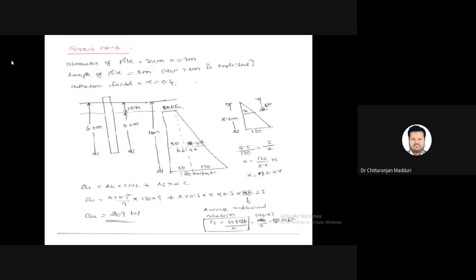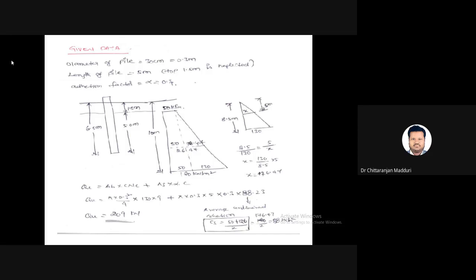So here the ultimate load bearing capacity formula will not be changed. It is the same: Ab into c, and c plus As into alpha into c. So Ab is known as area of the pile at the bottom of the pile. Pi into diameter of the pile at the bottom equal to 0.3, so pi d square by 4. So here question mark is c, cohesion at the bottom of the pile.